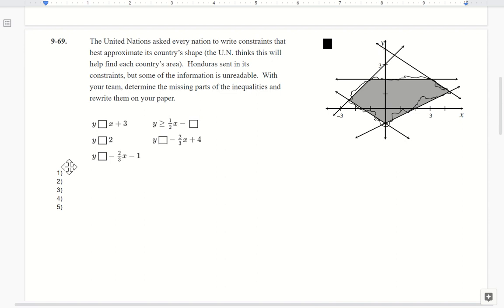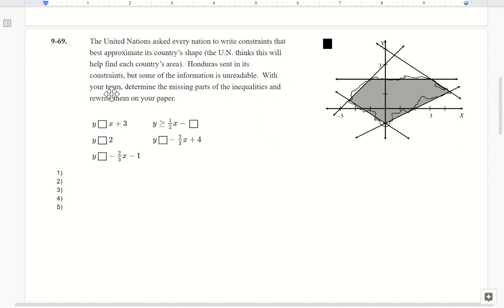I'm going to ask you to put the symbols or numbers or values that are missing from these boxes. So the United Nations has asked every nation to write constraints that will best approximate the country's shape. The UN thinks this will help find each country's area. I don't know. Honduras sent in its constraints, but some of its information is unreadable. Okay, so these are like smudges or something. These boxes are things that are unreadable.